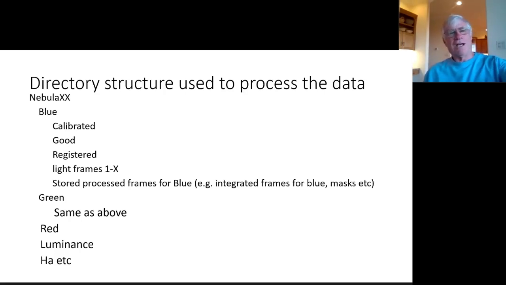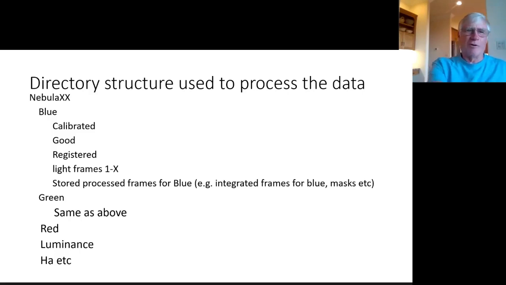And below that, I'll have the light frames that I've taken, and then I'll have directories for the good frames once I've picked which ones I think are good. Then I'll take those good ones and calibrate them, put those in the calibrated directory, and once I've calibrated them, then I'll register them all.